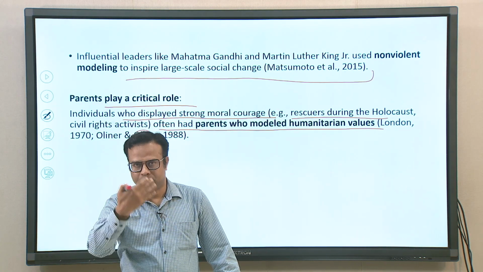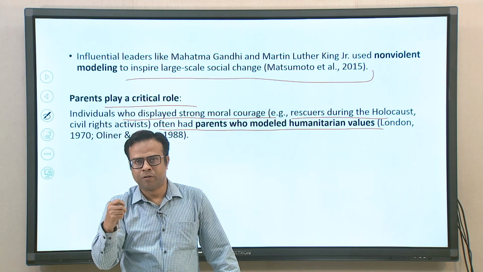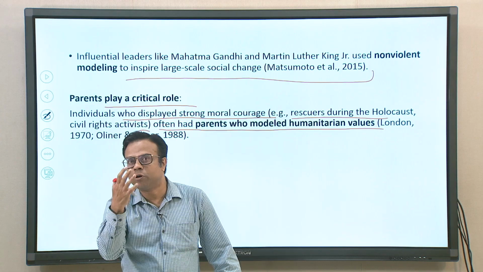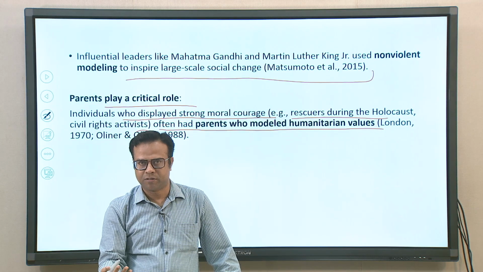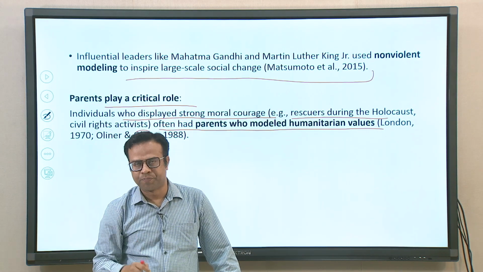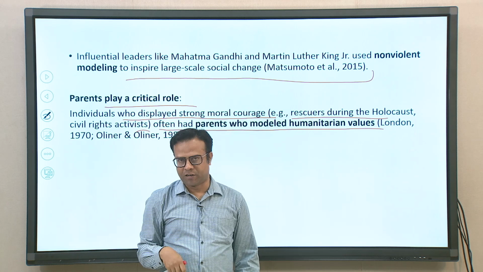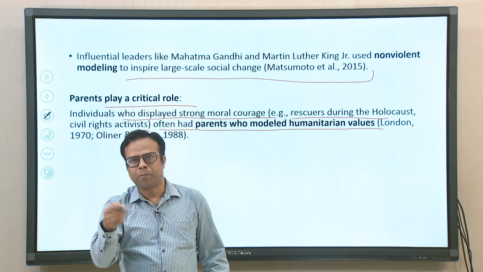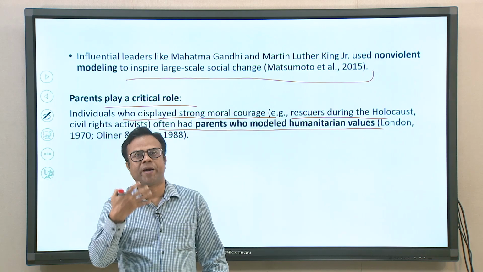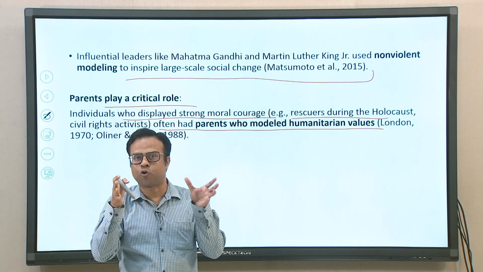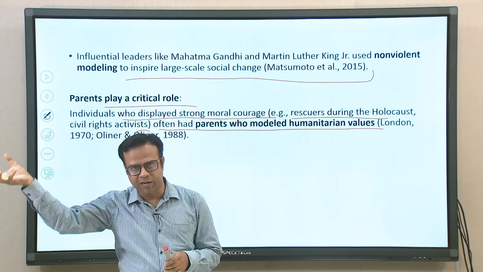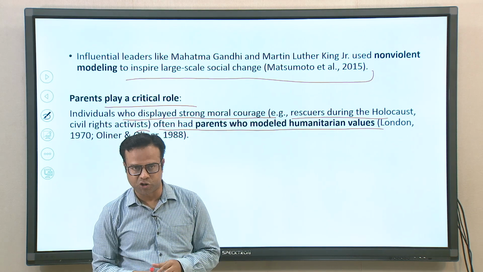Most of them could be linked to some of the good models by their parents, the modeling of their parents. So, that could be one of the important factors. There could be other influences also, obviously, no doubt, but the influence of a parent as a model could have a very strong impact on the mind of a child, and which can influence their later adult behavior and so on.